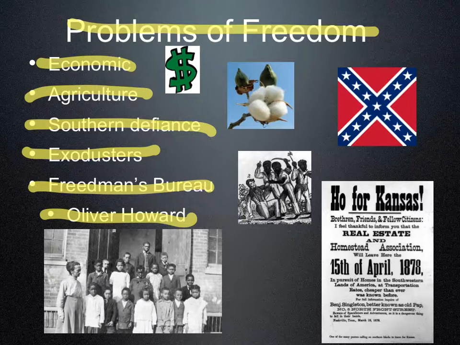Well, somebody has to do something. So the federal government, northern, but now the federal government, steps up and says, okay, we'll help. We'll provide you food and shelter. We'll provide you health care. We'll take care of you. We'll get you an education. We'll train you to do a job. And the Freedmen's Bureau is what is set up to do that.